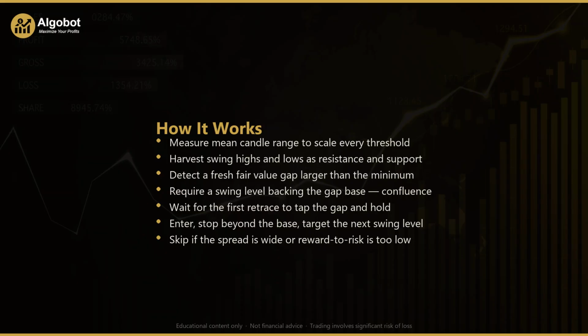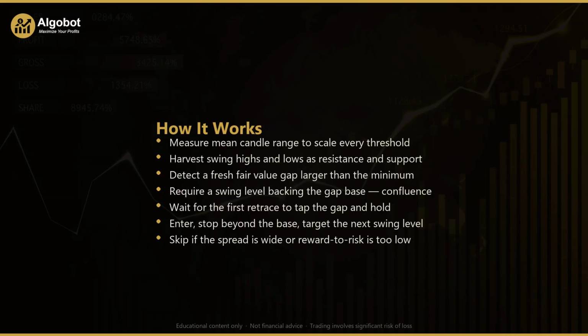Now the EA searches for a fresh, level-backed gap. For a long, it detects a bullish gap where the older candle's high sits below the newer candle's low, with a strong bullish impulse in the middle. The gap must be taller than the minimum gap factor, so tiny noise gaps are rejected. Then it checks confluence. A swing support level must sit right in the base region of that gap. Finally, it confirms freshness. No earlier candle may have already dipped in and tapped it, because we want the very first touch.